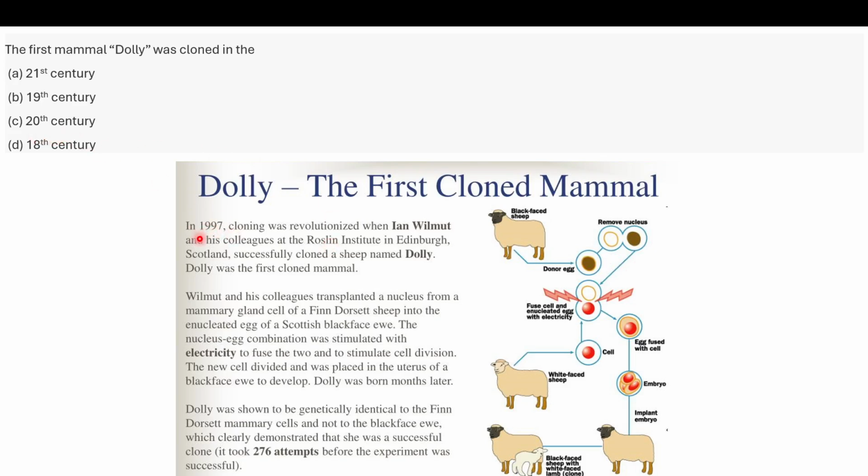Yes. In 1997, Wilmot and his colleagues in Edinburgh cloned a sheep named Dolly. And this was the first cloned mammal. What they did was take the egg from a particular sheep, the donor, remove the nucleus, and this enucleated egg was fused with a somatic cell from another sheep, having a different kind of phenotype.